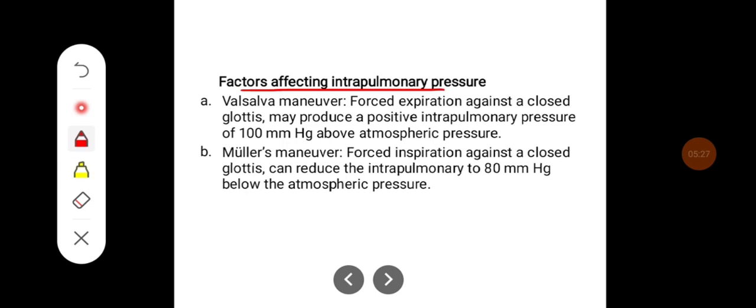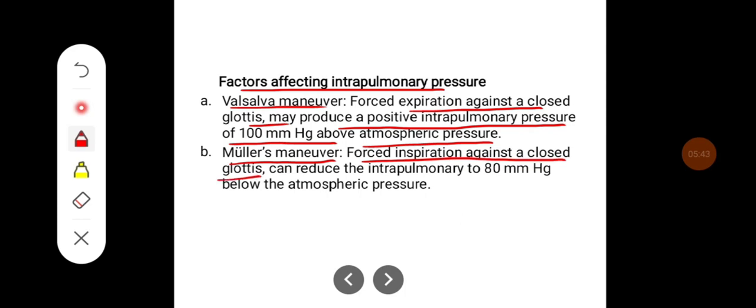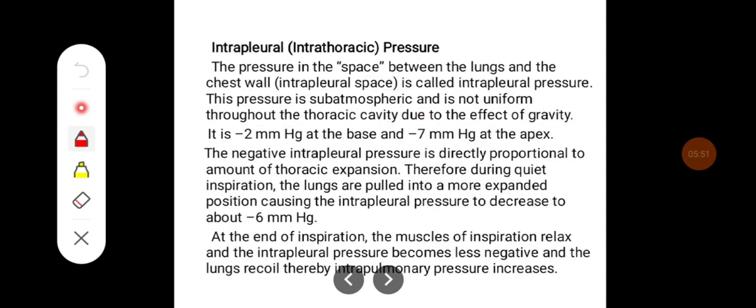Factors which are affecting intrapulmonary pressure: Valsalva maneuver. Forced expiration against closed glottis may produce a positive intrapulmonary pressure of 100 mm of Hg above the atmospheric pressure. Muller's maneuver is a forced inspiration against a closed glottis and can reduce the intrapulmonary pressure to 80 mm of Hg below the atmospheric pressure.